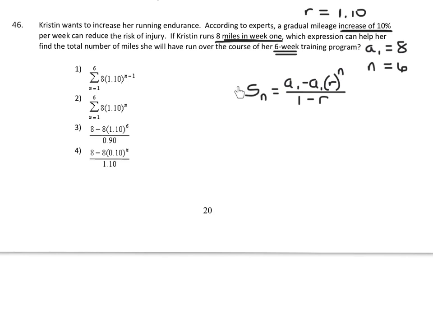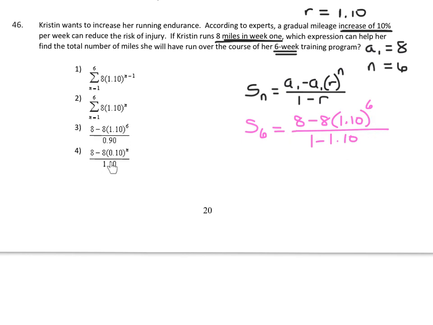So this is the formula that we were using in the last video to find the sum of the first n terms. So if we were to use this formula, we could write s sub 6, so let's write this out, equals a sub 1, which is 8, minus a sub 1, so 8 minus 8 times r, which we set up here as 1.10, to the nth power, so it's to the 6th power, and that would be over 1 minus r, so 1 minus 1.10.